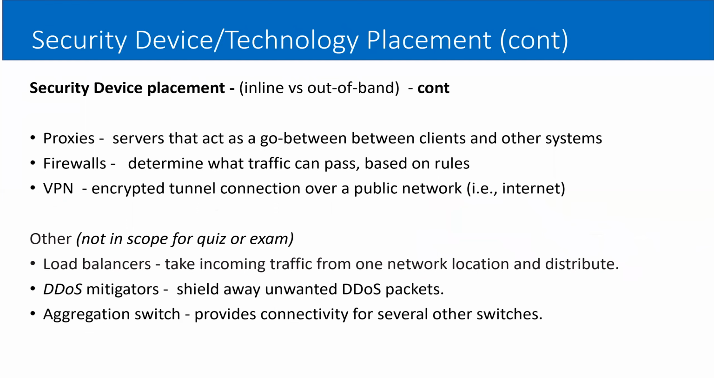Okay. All right, so I'm going to go to the next chart. The top of this chart is the only thing to be concerned with. Don't worry about the stuff under other load balancers, DDoS, and aggregation switches, but we've talked about proxies. That's a broker that's in between servers or systems, and it acts as a go-between. Firewalls we've talked about. We'll talk about that some more. And VPN we just talked about. So those are the three concepts I want you to come away with. And inline and out of bounds and out of band.